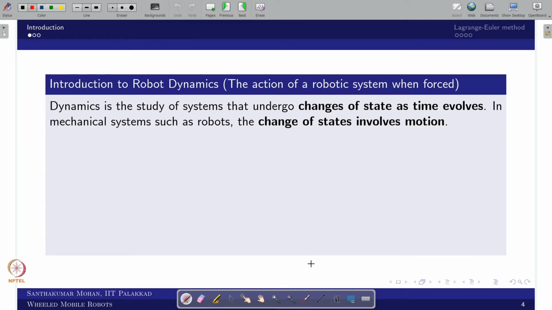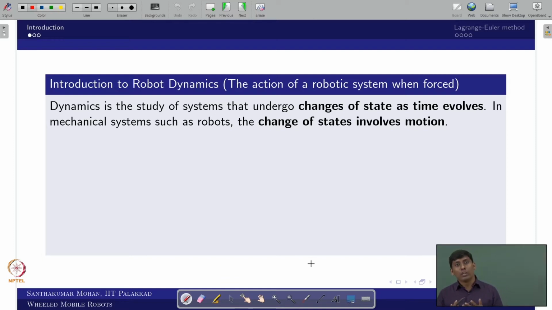In physics, dynamics is very broad, and it is contrasted with statics. Statics is nothing but no motion, or motion with a constant, or you can say constant motion, whereas dynamics means it changes with respect to time.